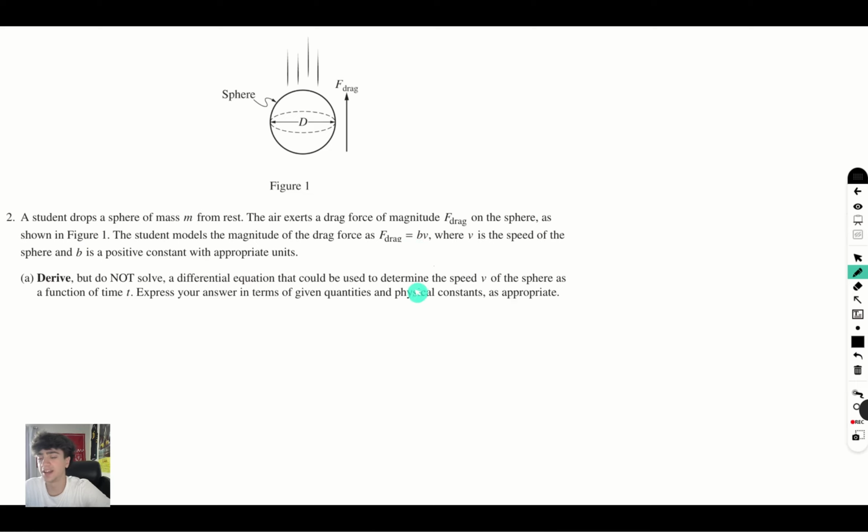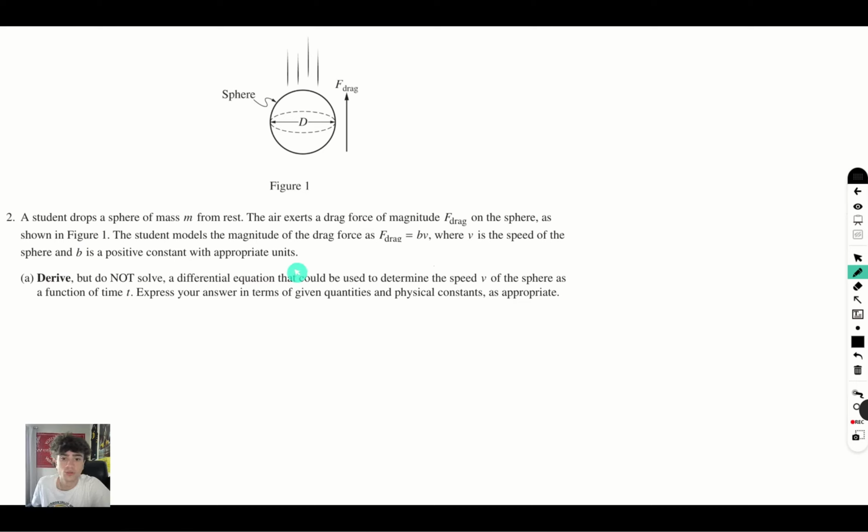Today we're looking at another FRQ problem from the 2024 AP exam. So let's get straight into it. We're looking at a sphere of mass m that is falling through the air straight down, and the forces that are acting on it are gravity and drag force.